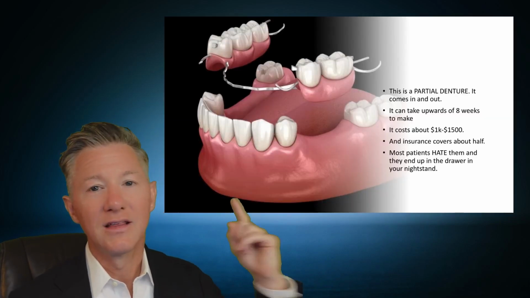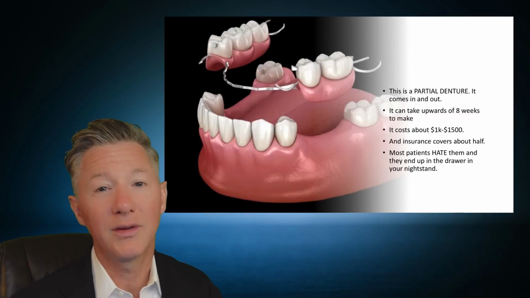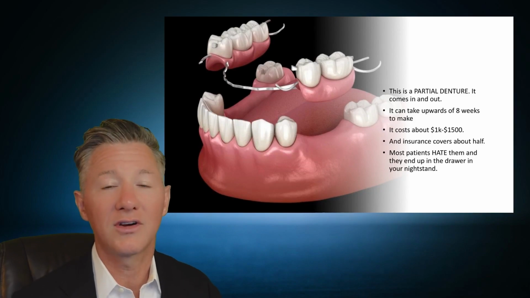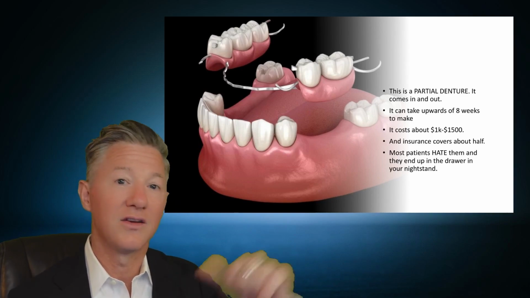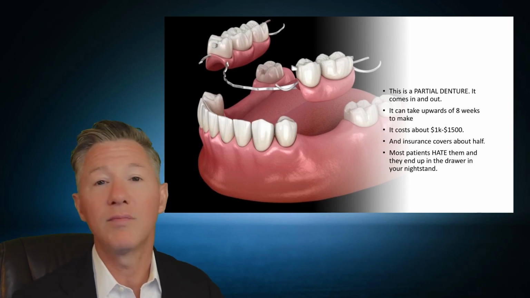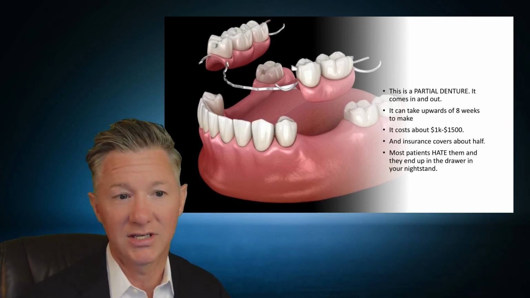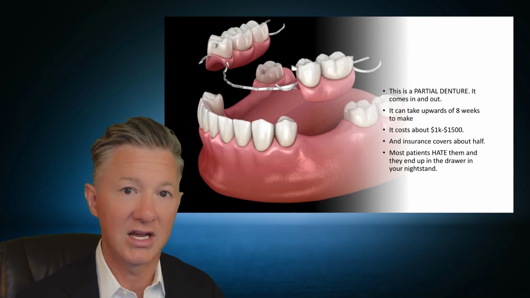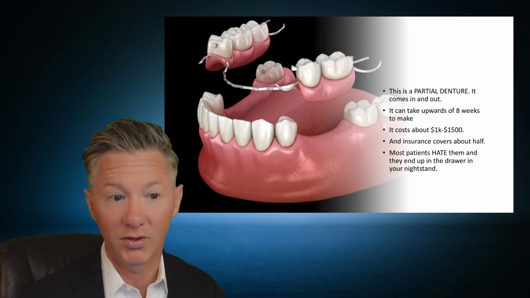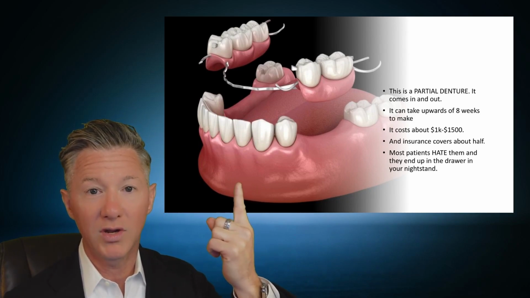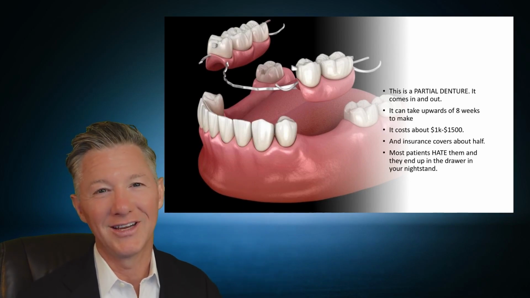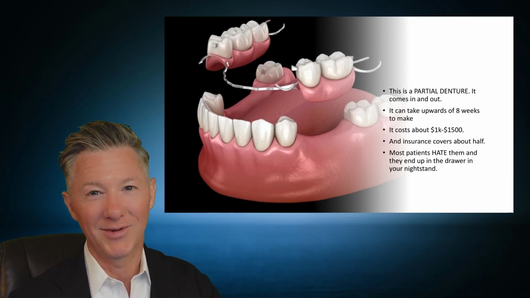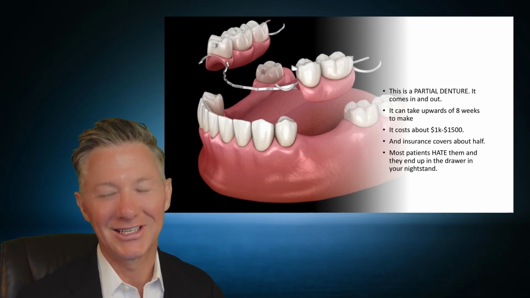And lastly, this is a partial denture. This is the one that comes in and out. It's going to take 8 weeks. It's going to cost you $1,500 or $1,000. Your insurance will cover half of it. You're going to hate it. It's going to end up in your nightstand, and you're going to hate me, and you're going to blame me, and you're going to be in here every other week getting this adjusted because it hurts and it's digging in and you can't chew your food and you can't speak properly. But if you want to come in and see me every week for the next 3 months, and still end up with this in your nightstand, then I'm happy to take your money. So, this is a partial denture, right?